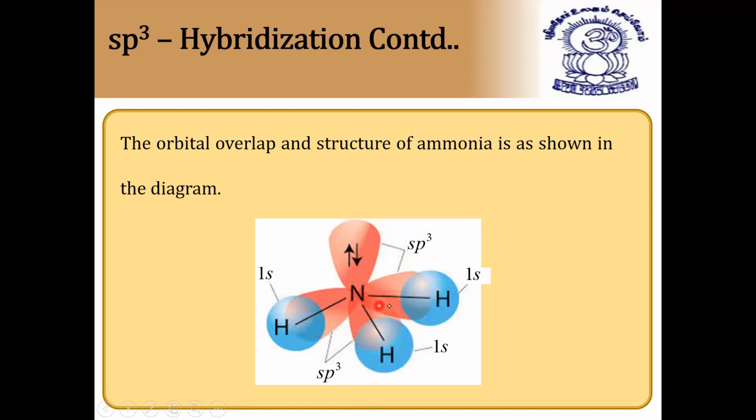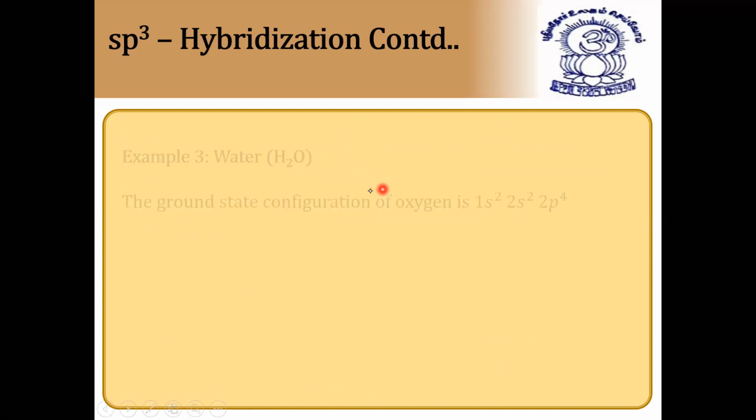So one s orbital of hydrogen combines with a p orbital of nitrogen. The three p orbitals of nitrogen combine to form four new equivalent orbitals, and that fourth orbital is a lone pair. So due to which, what happens? The shape is not tetrahedral. The shape is only pyramidal. I hope it is clear.